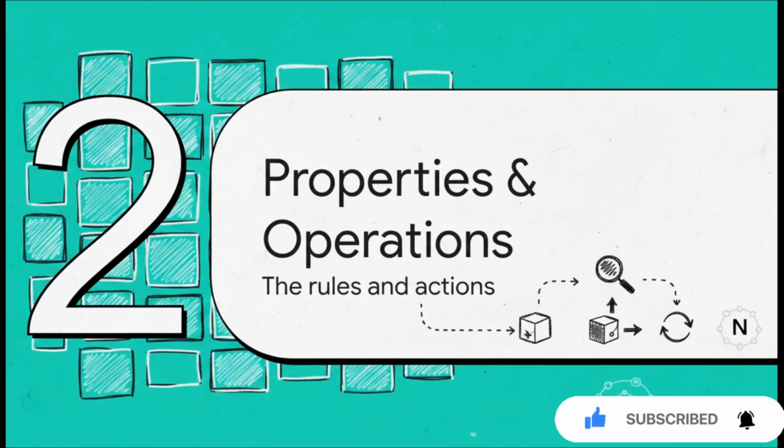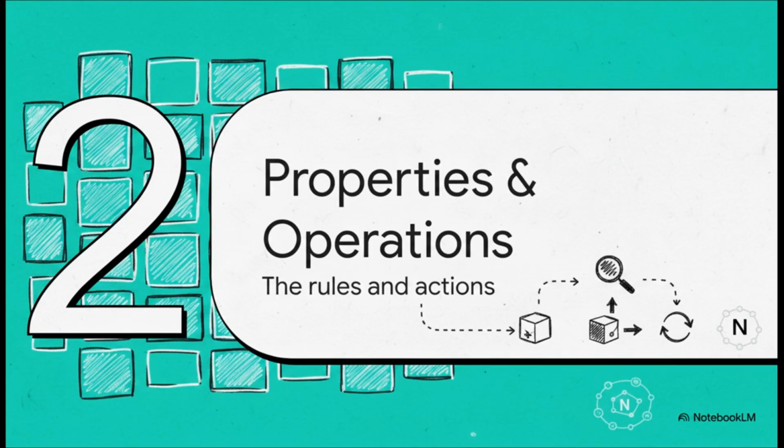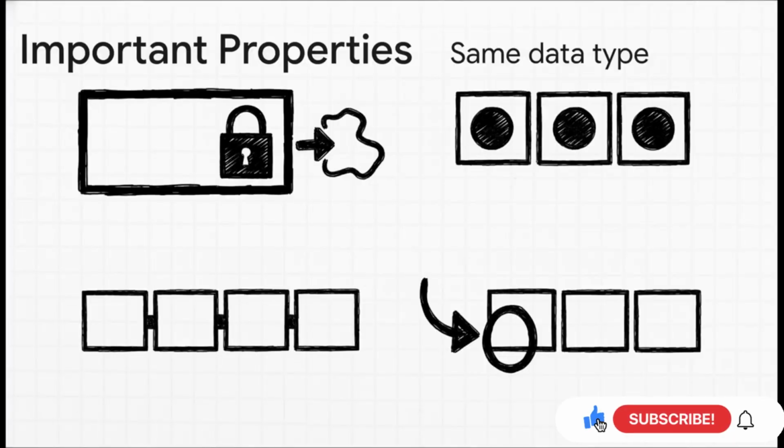Okay, so now that we get what an array is, let's look at the rules of the game. What are its properties and what kind of operations can we perform on it? So here are the 4 core rules of an array. First, its size is always fixed. Second, all elements must be of the same data type. Third, they are all stored together in memory, or contiguously. And the most important one to remember for the exam: indexing always starts from 0, not 1.